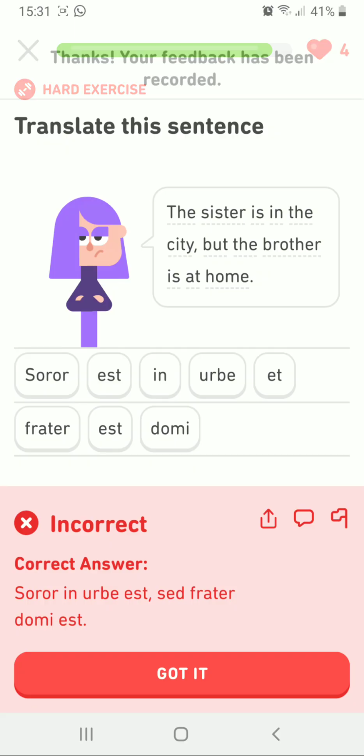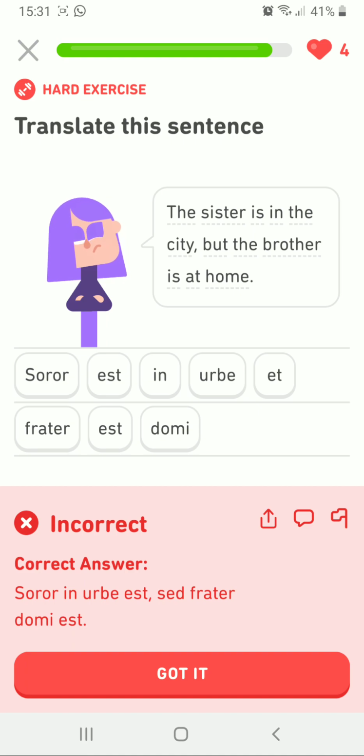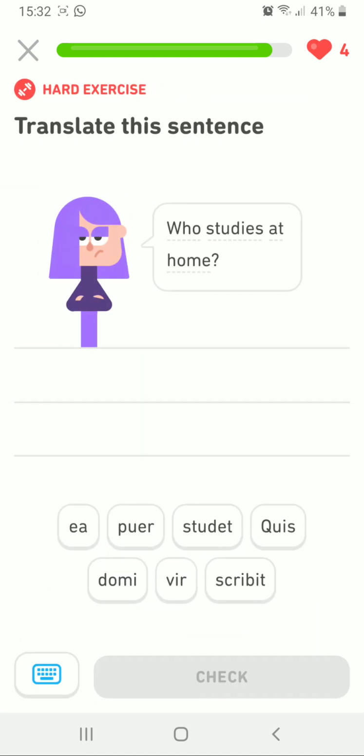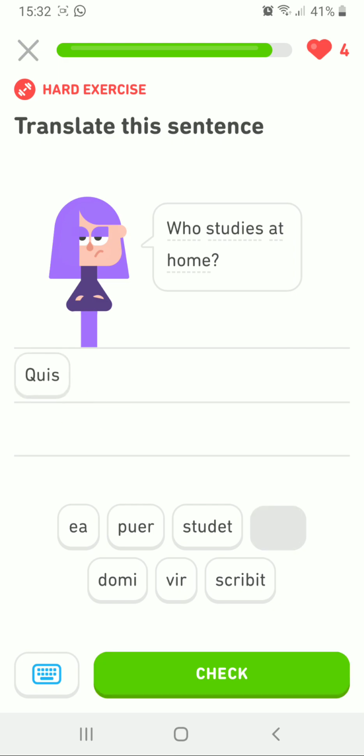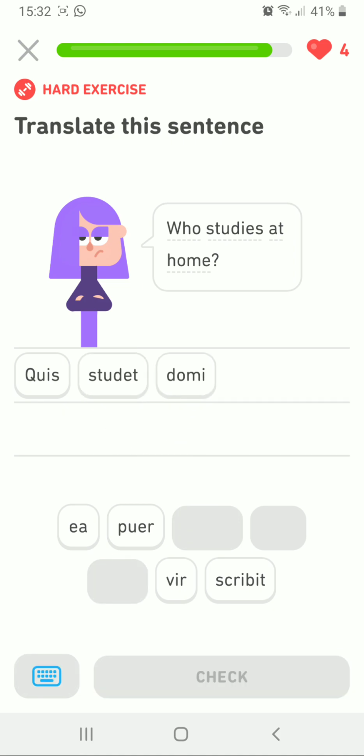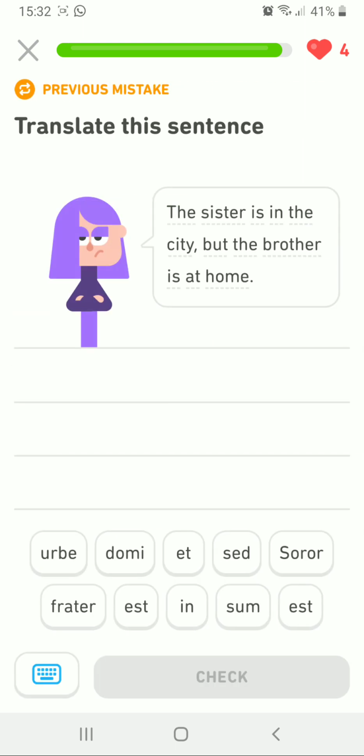Okay, I submit it. So here, yeah, it's a mistake from my side. At least it's considered as this. Who studies at home? So quis studet domi. Alright, this is done.